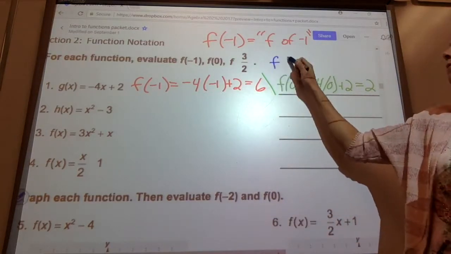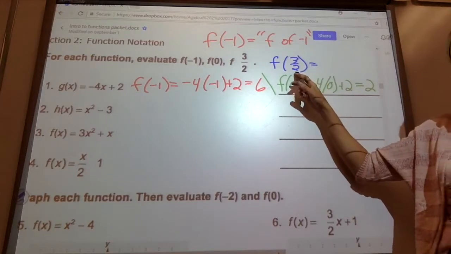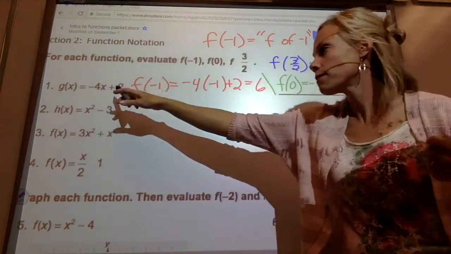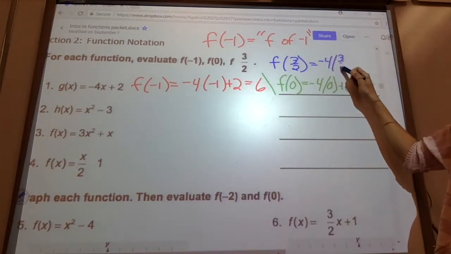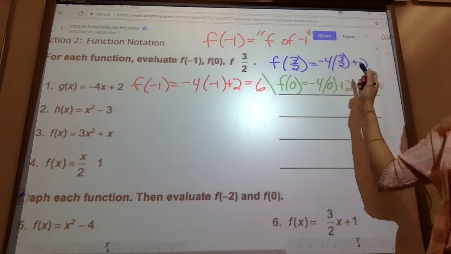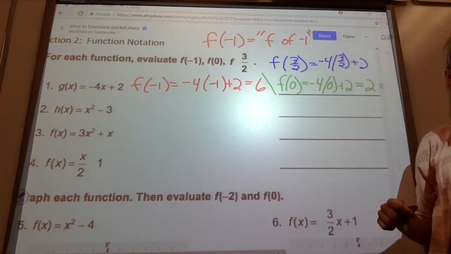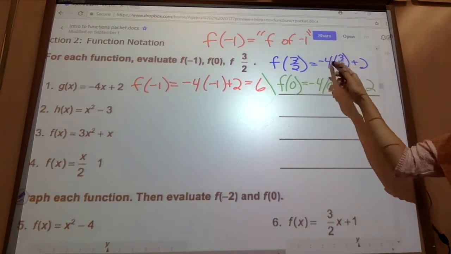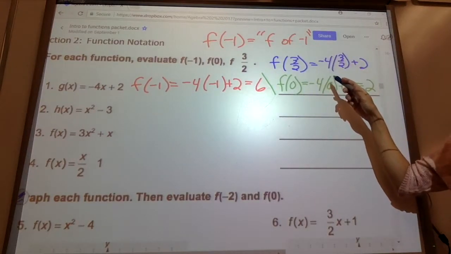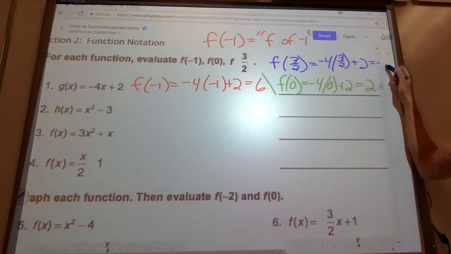So f of 3/2, what am I going to do with 3/2? Put it in for x. So I'd have -4 times 3/2 plus 2. Now this is where mental math comes in. If you don't hate mental math, use the calculator. That's why I gave it to you. This would be -12/2, which is -6. -6 plus 2 is -4.